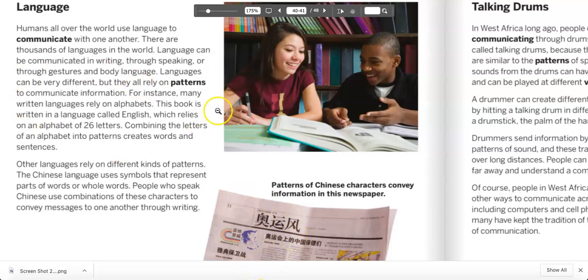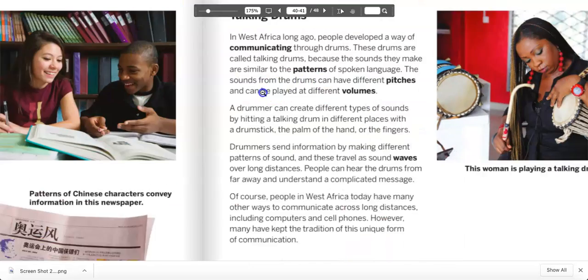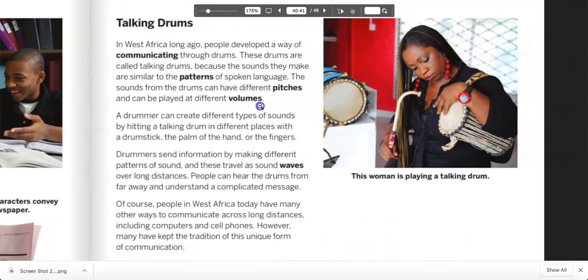So again, I want to just sum up this paragraph for you for your assignment. We rely on alphabets to create these patterns, to create words that help us understand each other. That is the language that we use, which is called English. So we can use that language in writing or verbally.